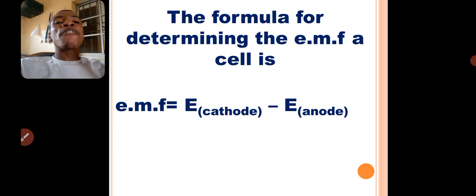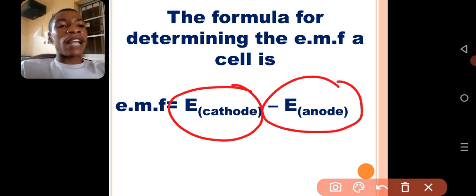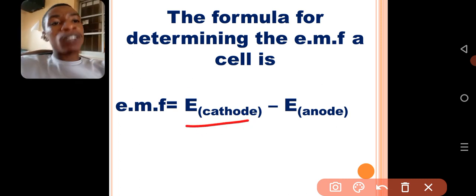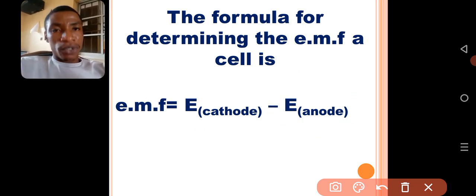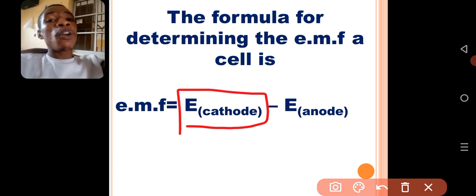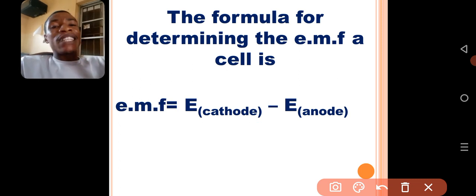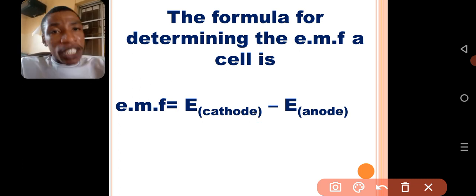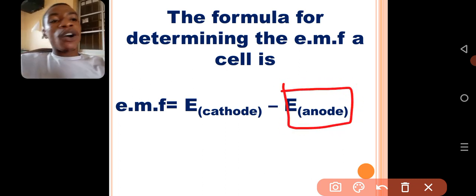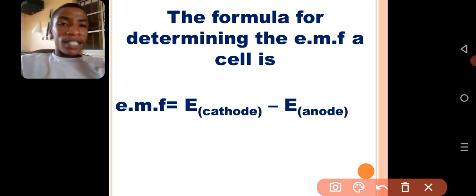series. The formula for EMF is E cathode minus E anode. That is the electropotential of the cathode minus the electropotential of the anode. So the cathode, don't forget, is always the lower metal in the activity series, or if you like, the one with higher reduction potential. The anode is always the higher metal in the activity series, or the one with lower reduction potential. Take note of that.